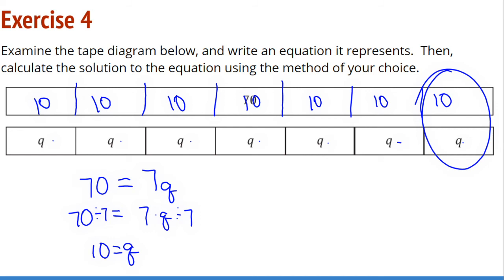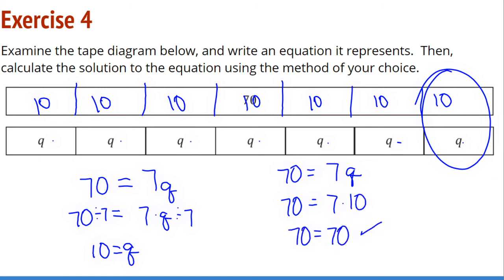And then I need to use some substitution to check. So 70 is equal to 7Q. 70 is equal to 7 times 10. 70 is equal to 70. Check.